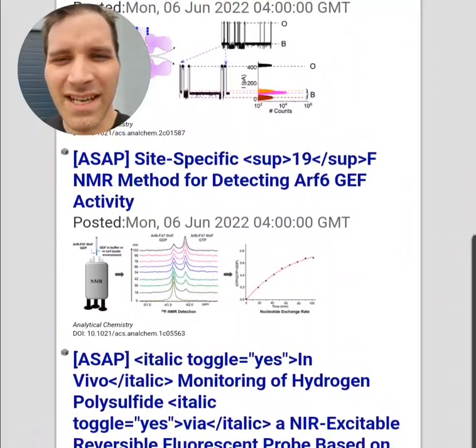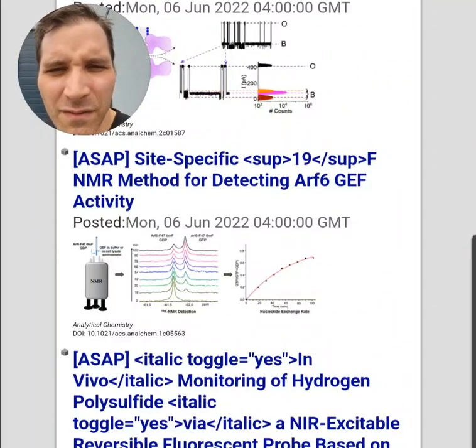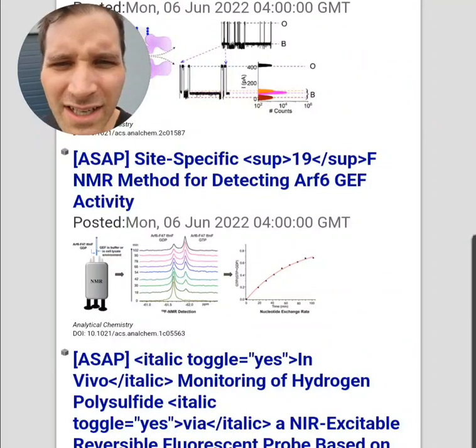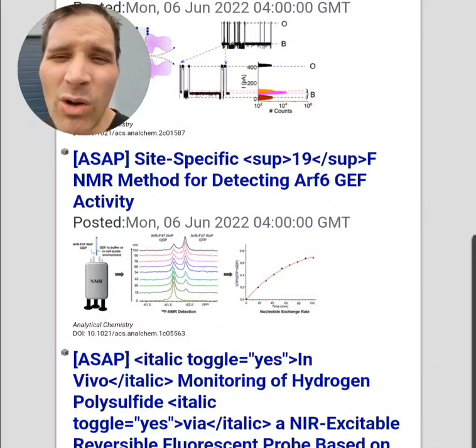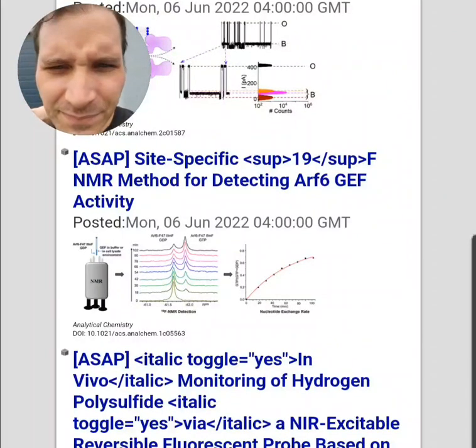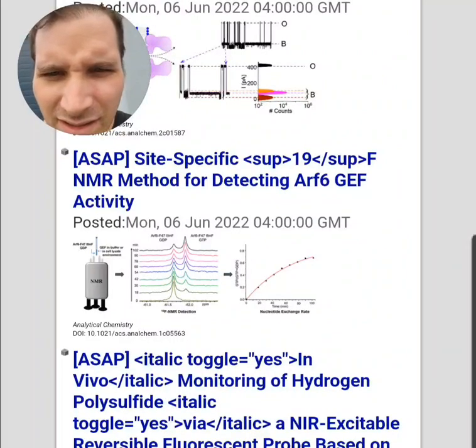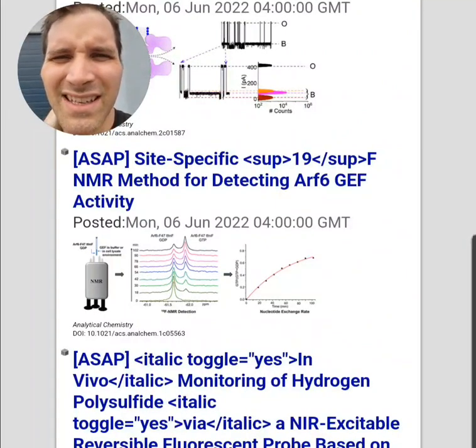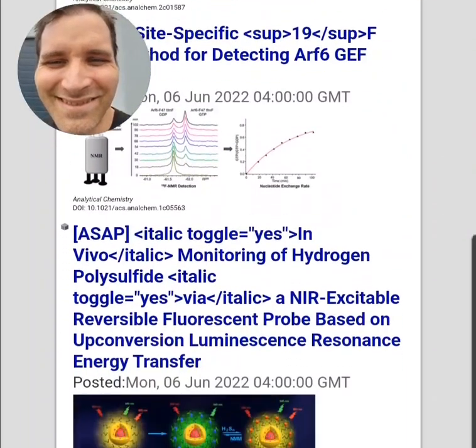Okay, the next paper is site-specific fluorine-19 NMR method for detecting ARF6 GEF activity. Well, I don't know what ARF6 GEF activity is. I have no idea what that is. But it's a fluorine NMR method, and it's site-specific. So I don't know if that's an environmental site or kind of like a site on a surface of something. I'm not entirely sure. A lot of questions.